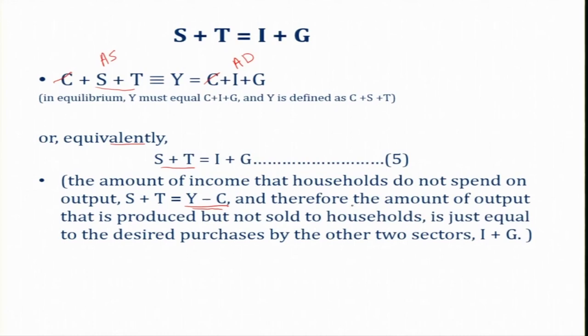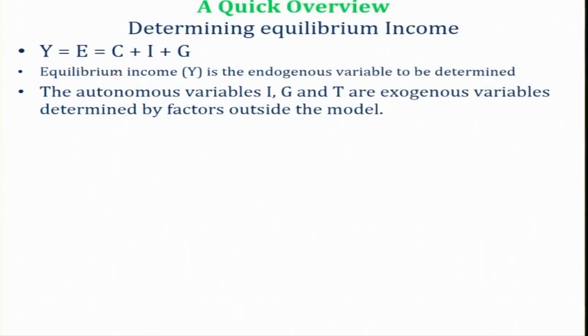Therefore, the amount of output that is produced but not sold to households is just equal to the desired purchases by the other two sectors. That means at equilibrium S plus T should be equal to I plus G, with C cancelling out from both sides. In determining the equilibrium level of income, Y, aggregate supply is equal to aggregate demand, that is E, equal to C plus I plus G.